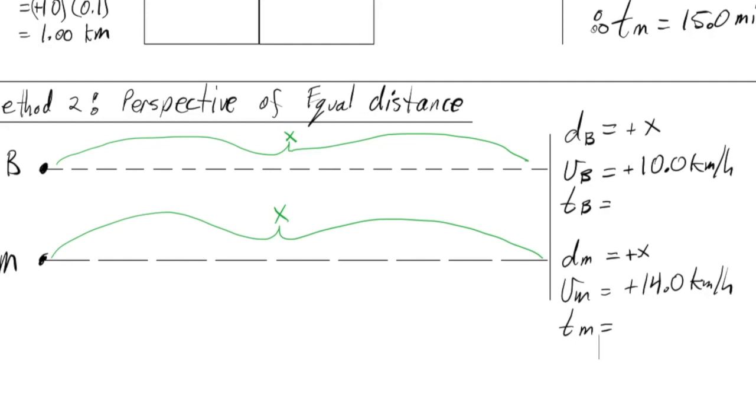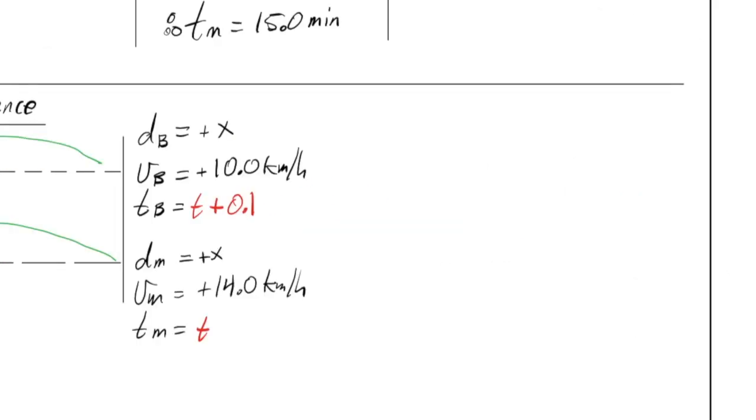The question is, who had more time? The mom or the boy? The answer, the boy. Because the boy had a 6-minute head start. And remember, the head start of 6 minutes is equal to 0.1 hours. So if the mom's time is t, for the sake of argument, then the boy's time is going to be t plus 0.1 hours. And I'm just going to write a little note. 6 minutes is equal to 0.1 hours and also 3 sig figs.